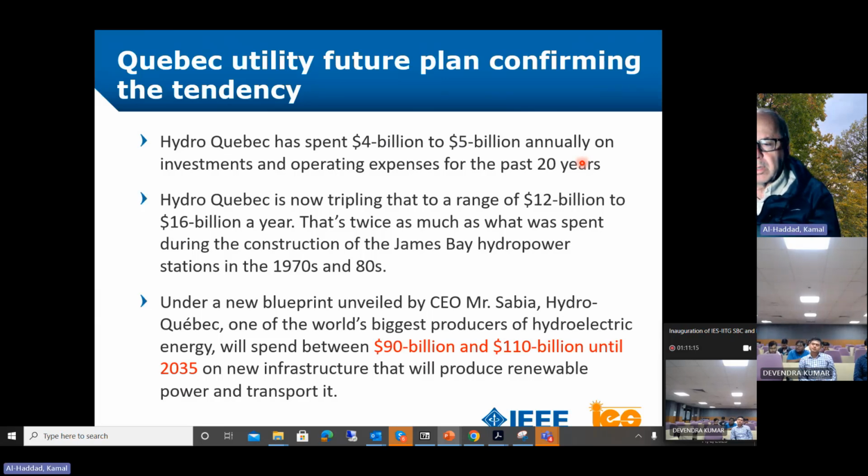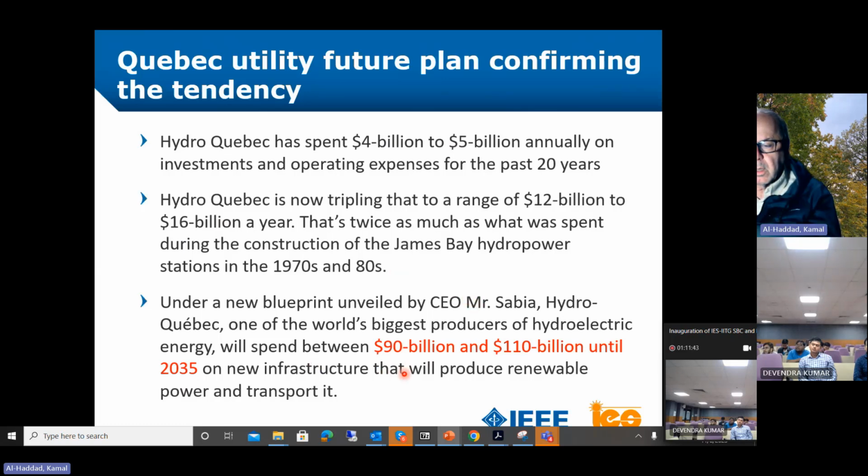Now, the tendency: Hydro-Quebec is now tripling the investment to the range of $12 to $16 billion a year in the equipment of the smart grid, what we call nowadays the smart grids, which is twice as much as what we used to spend during the 70s and the 80s when we started all these networks.